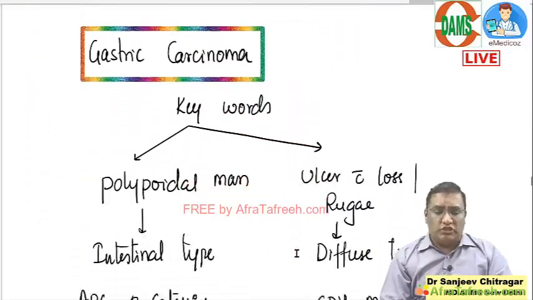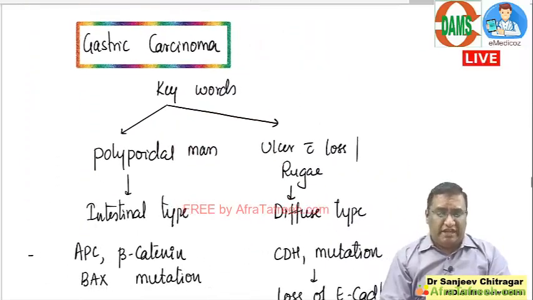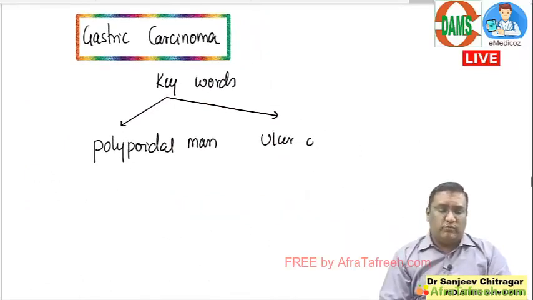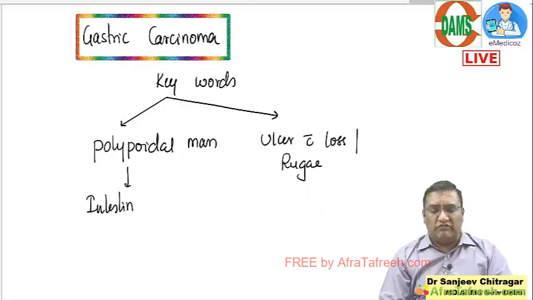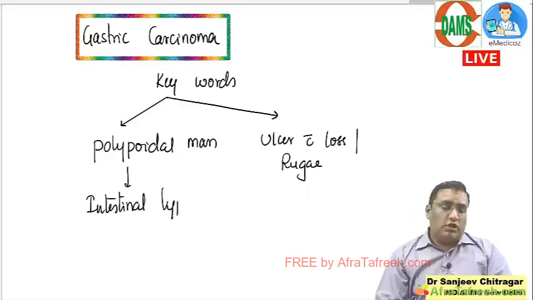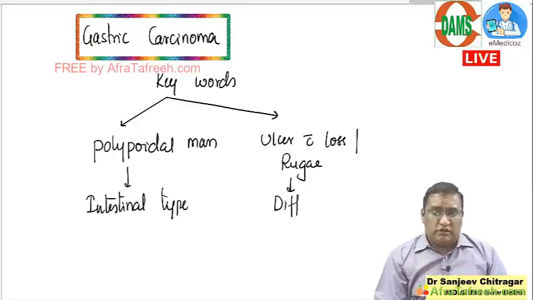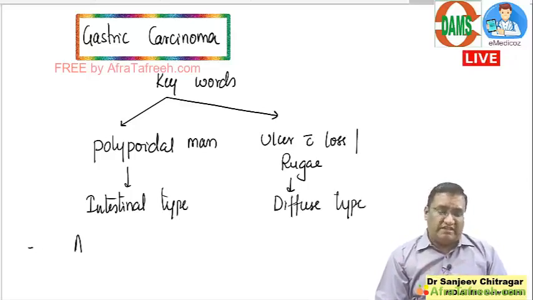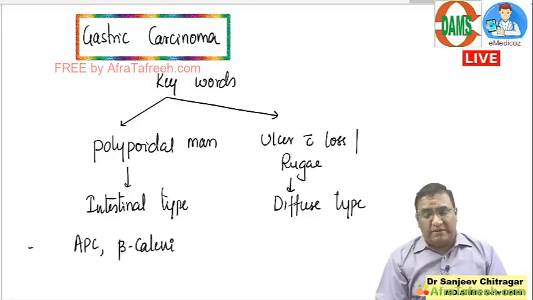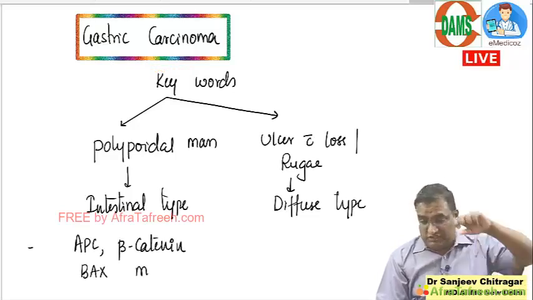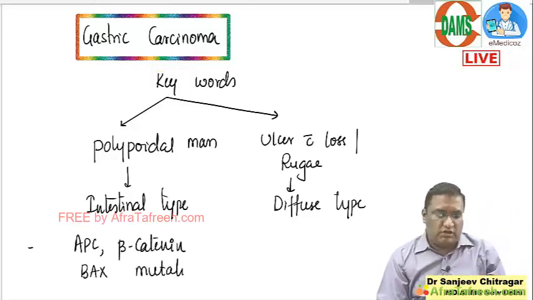Next, we'll move on to the GIT. Important keywords in GIT: I am talking about gastric carcinoma. In gastric carcinoma, look for a polypoidal mass or an ulcer with loss of rugae. A polypoidal mass is the intestinal type of gastric carcinoma. An ulcer with loss of rugae is the diffuse type of gastric carcinoma. The polypoidal mass will have APC beta catenin mutation, and even Bax mutations are seen.